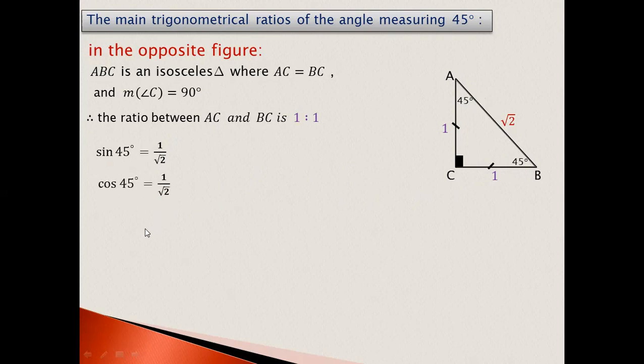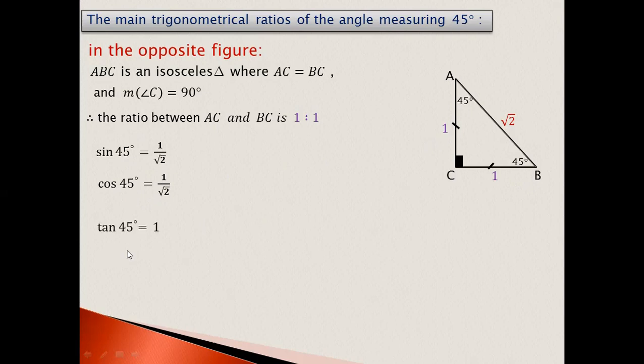And cosine of the angle 45. We know that cosine of any angle equals the ratio between the adjacent of this angle and the hypotenuse, and the adjacent of the angle B, 45, is 1. Also, the adjacent of the angle A, 45, is 1. And the hypotenuse is root 2, so it's going to be 1 over root 2. From here, we can deduce that sine of the angle 45 is equivalent to cosine of the angle 45.